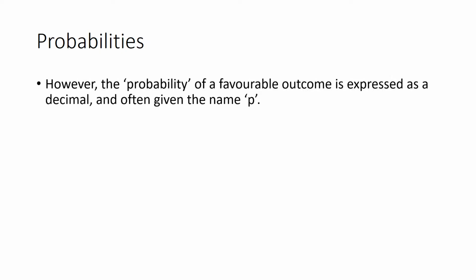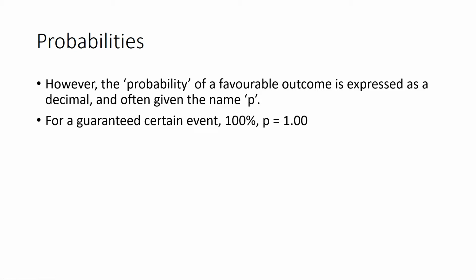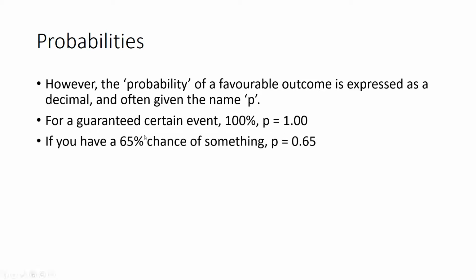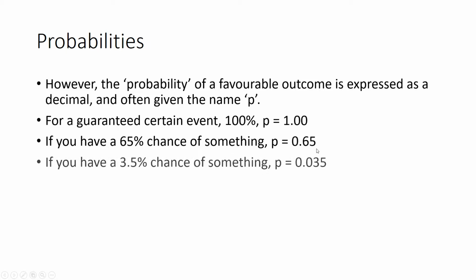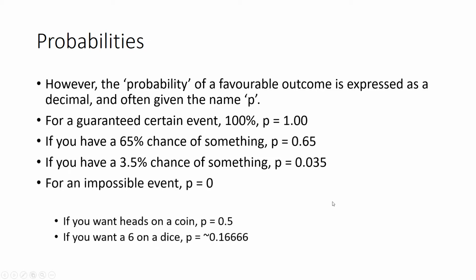So in probabilities, we use the term P. So P is the chance of a favourable outcome expressed as a decimal, or sometimes as a percentage. So for a certain event which is guaranteed to happen, it's 100%. In other words, probability will be 1.00. Here's an example, 65% chance, it's just P equals 0.65. If you have a 3.5% chance, then P equals 0.035, and so on. Just divide it by 100.